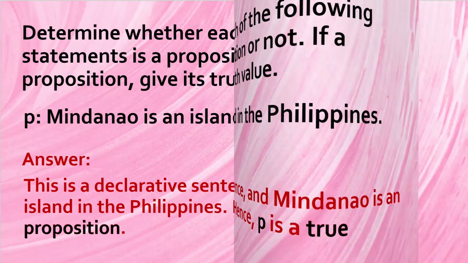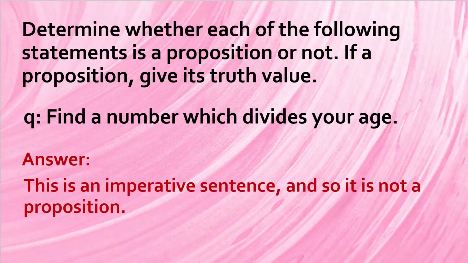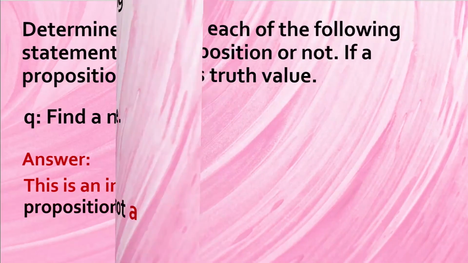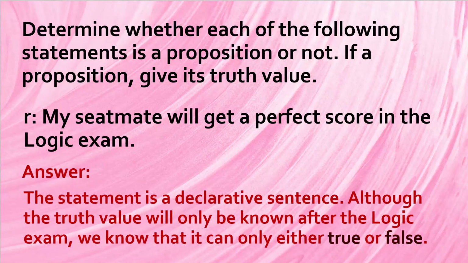Next, Q: Find a number which divides your age. The answer: this is an imperative sentence, and so it is not a proposition. Next, R: My seatmate will get a perfect score in the logic exam. The answer: the statement is a declarative sentence, although the truth value will only be known after the logic exam. We know that it can be only either true or false.